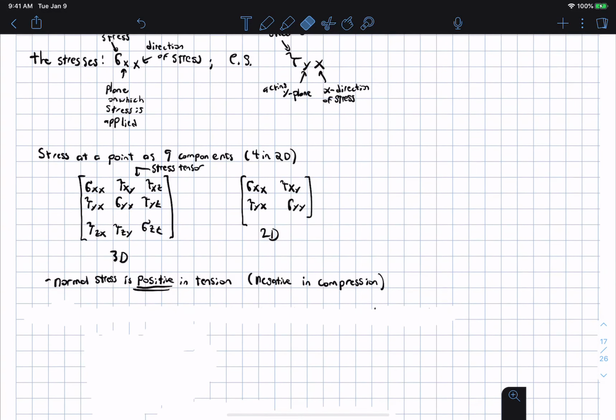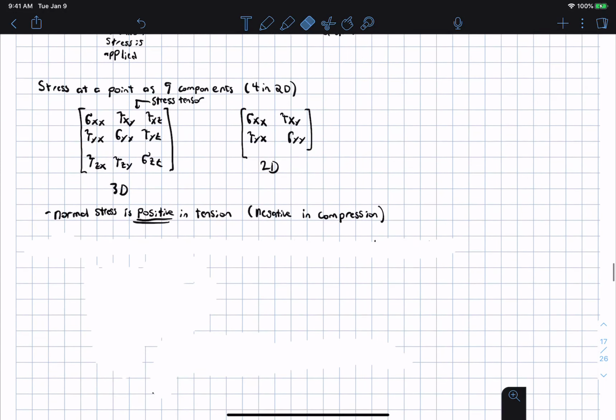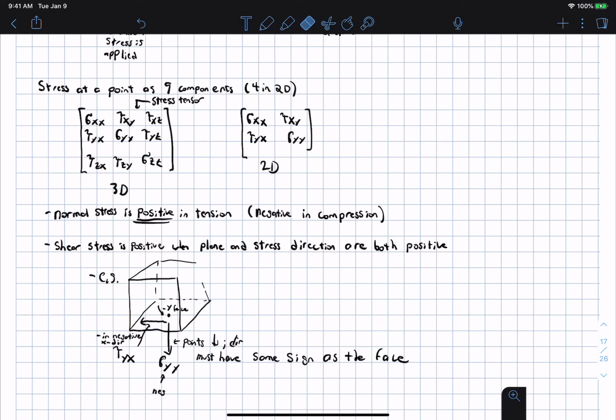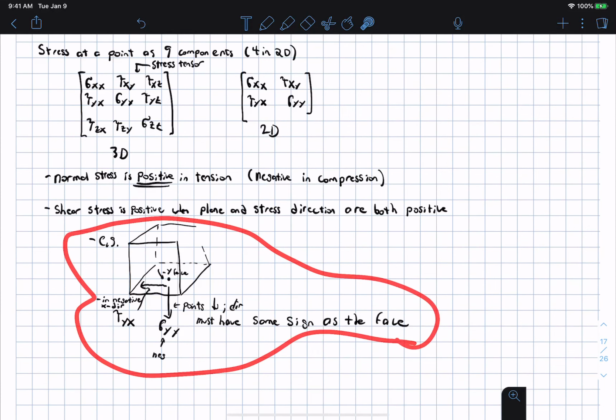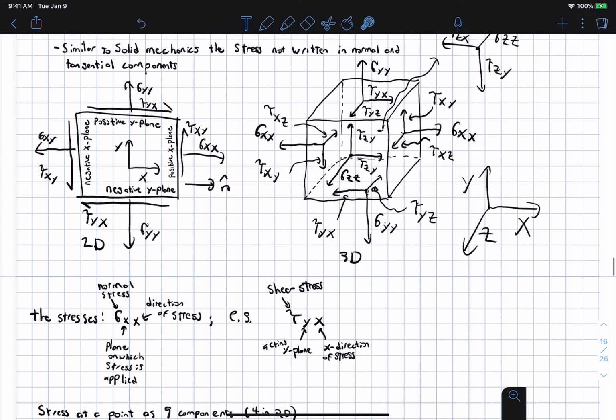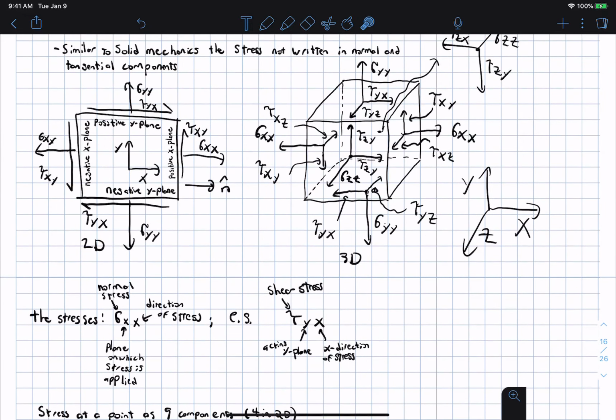And the normal stress, as I said earlier, is positive in tension and negative in compression. And shear stress is positive when both the plane and stress direction are positive. Or another way, if you draw it on this little stress cube here, basically everything is drawn to be in the positive direction. Or in the cubes up here, basically all of them are drawn in their positive directions.